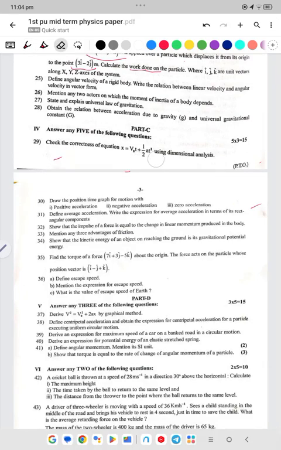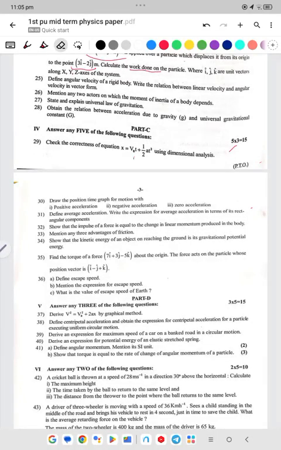Next one is, draw the position time graph. For positive acceleration, it will be like this. For negative acceleration, it will be like this, and for zero acceleration, it is a constant velocity, it is like this. Okay. Now define average acceleration. Write the expression of average acceleration in terms of angular component. You have to mention what you mean by average acceleration, then you have to find the instantaneous acceleration and average acceleration component.